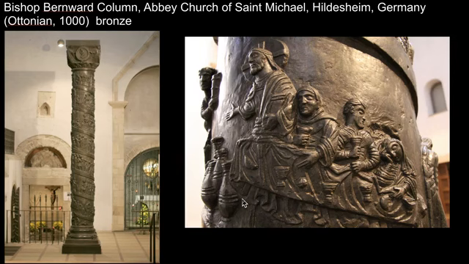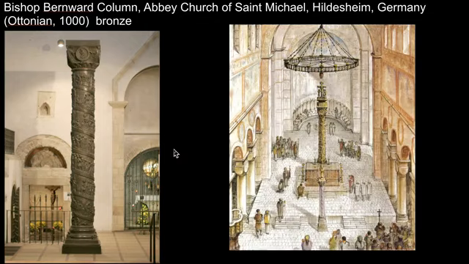In this detail, we see Christ in a New Testament scene performing his first miracle, turning water into wine at a wedding. We think it was originally placed at the altar of St. Michael's, and it was originally topped with a bronze crucifixion scene. The column of Trajan was topped with a bronze statue of the emperor. An equestrian portrait of Justinian graced the top of a triumphal column in Constantinople, but for his column, Bishop Bernward topped it with a now-lost bronze crucifixion scene, referring to the triumph of Christ.